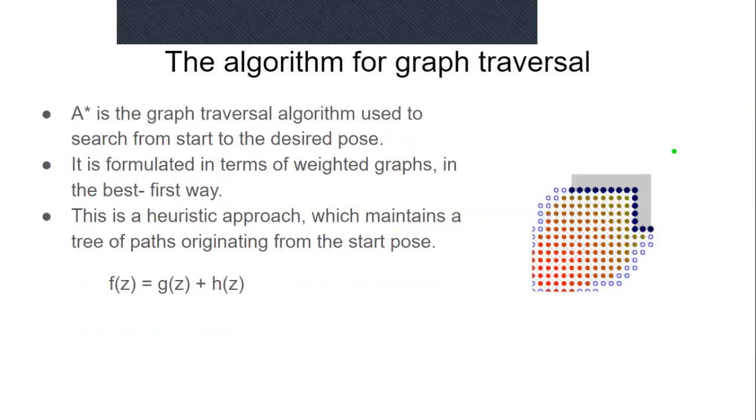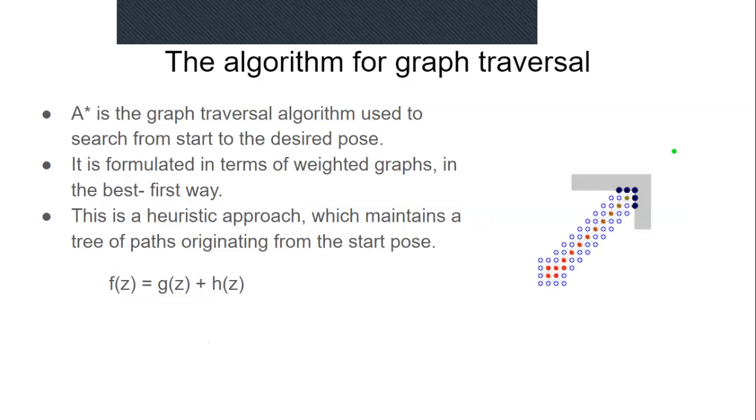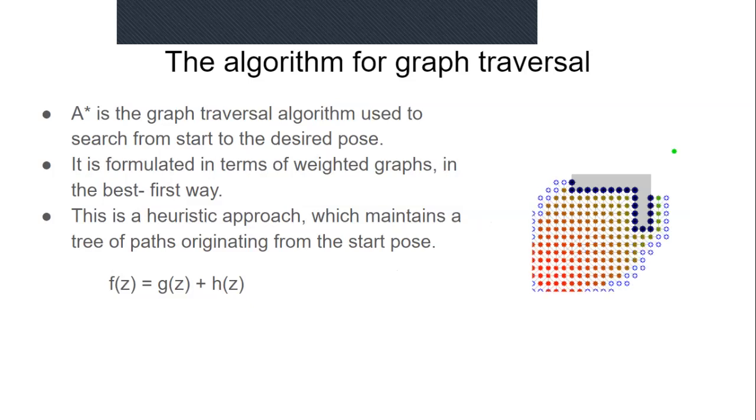So the main idea here is to move from a start to end pose in a weighted graph in a manner such that it minimizes the total cost to move from the start to the end pose. So this algorithm is formulated in a best first way where it minimizes the local cost first, and then it iterates over all the nodes to get the global minimum of the graph edge weights.